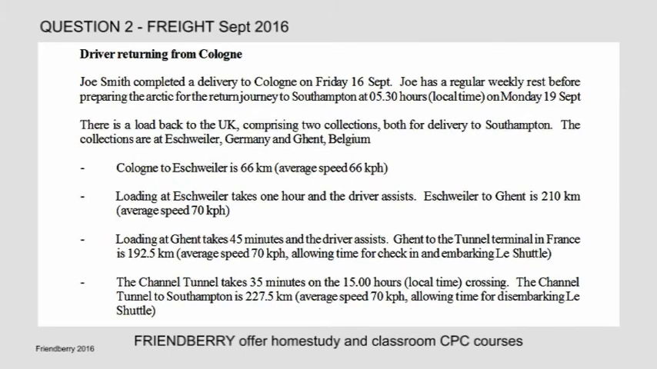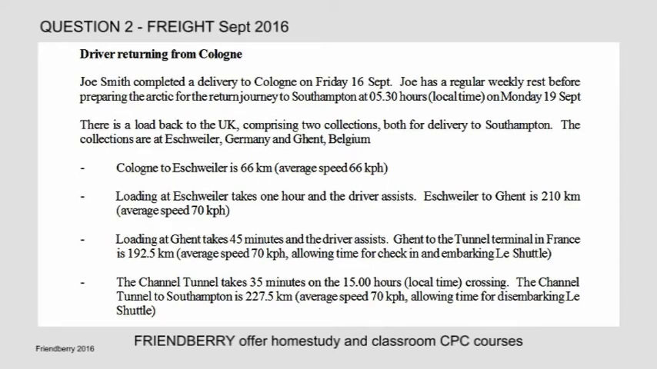Cologne to Eschweiler is 66 kilometers, average speed 66 kph. Loading at Eschweiler takes 1 hour and the driver assists. Eschweiler to Ghent is 210 kilometers, average speed 70 kph. Loading at Ghent takes 45 minutes and the driver assists. Ghent to the terminal in France is 192.5 kilometers, average speed 70 kph, allowing time for check-in and embarking the shuttle.